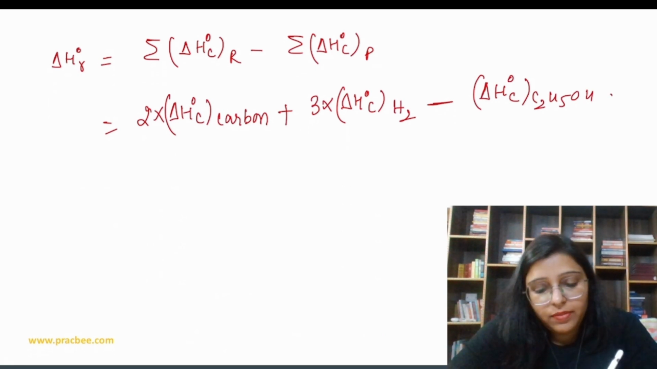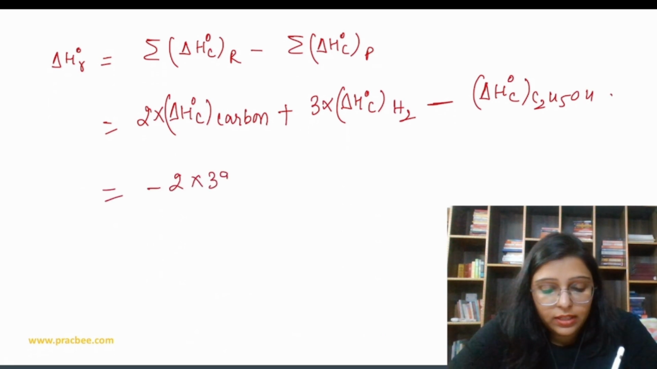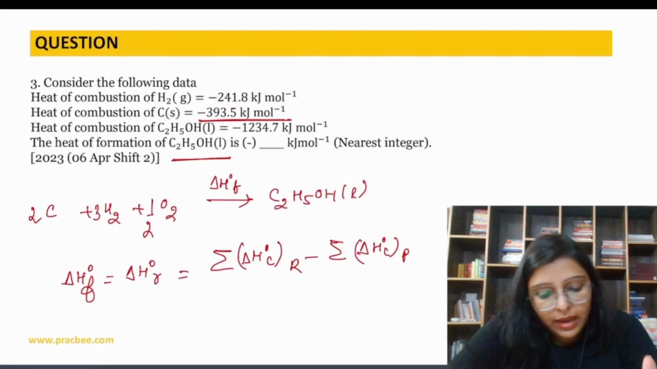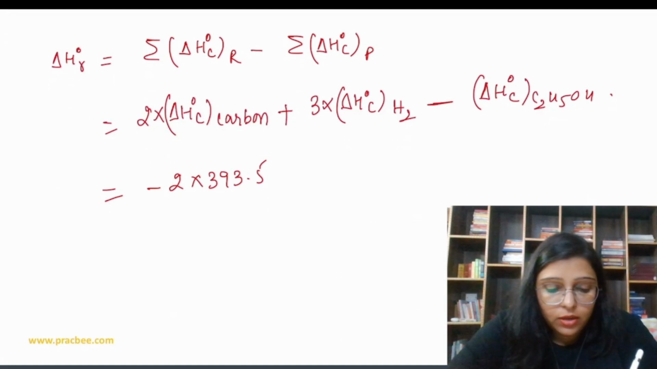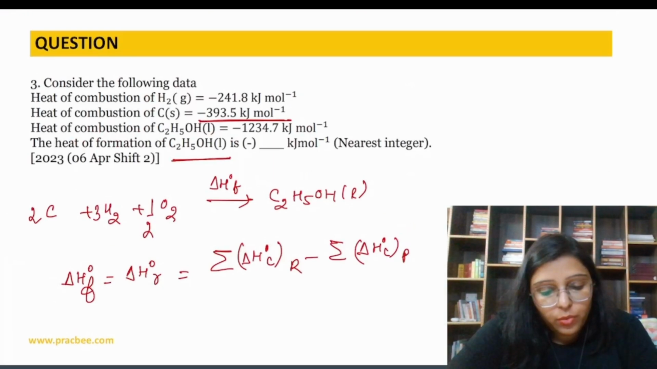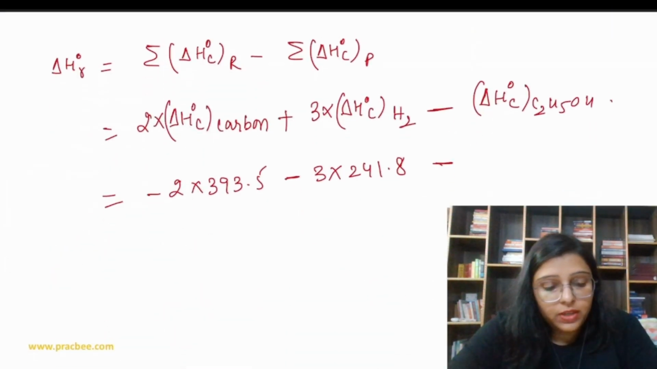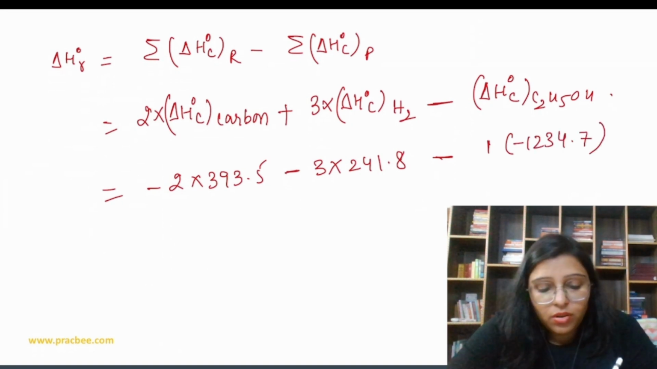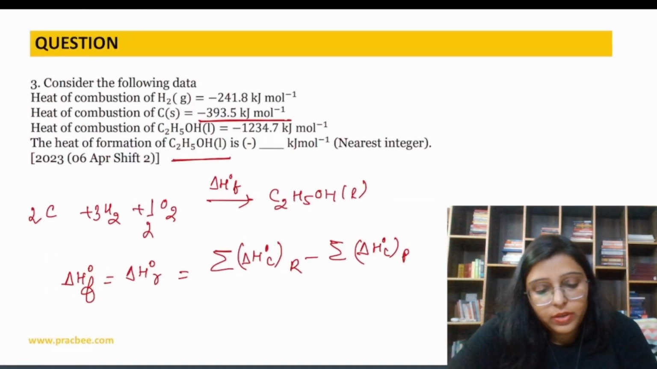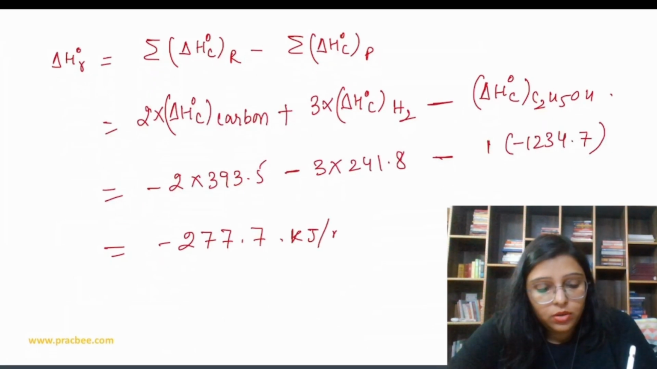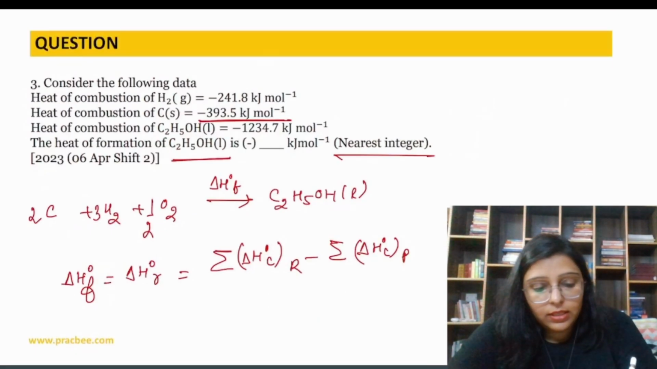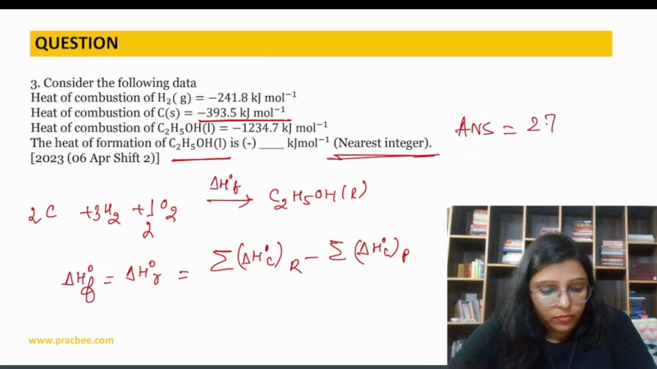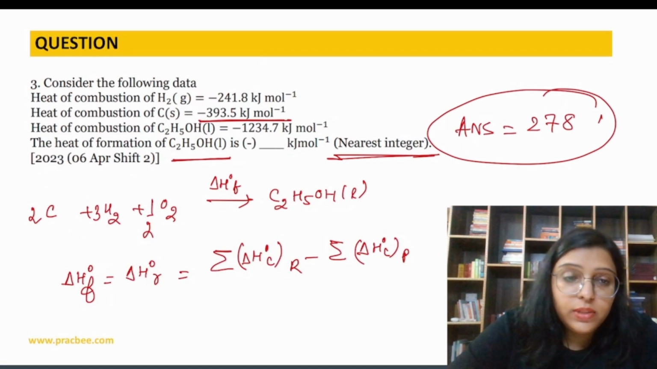So now we have to put all the values. So that is going to be minus 2 into 393.5, H2 is minus 241.8, so we can say minus 3 into 241.8. So minus 1 into minus 1234.7, minus 1234.7, right? So when you solve this, you get answer equal to minus 277.7 kilojoule per mole. Now you have to report this in nearest integer. So answer is 278. You have to report the answer as 278.